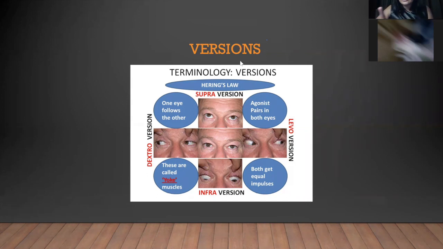Versions are binocular movements which are conjugate, so they follow Hering's law, and these are the movements you tested. When both the eyes look up, it's called supraversion, and down, infraversion. Right side is dextroversion, left is levoversion. Okay. And both the eyes, or the yoke muscles, work together.